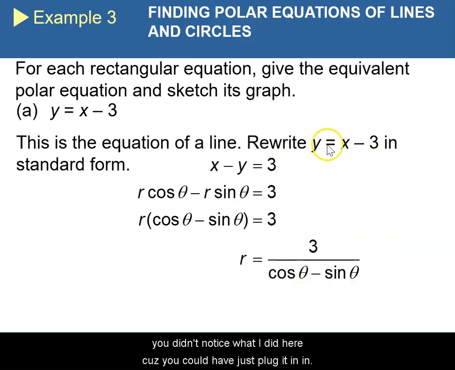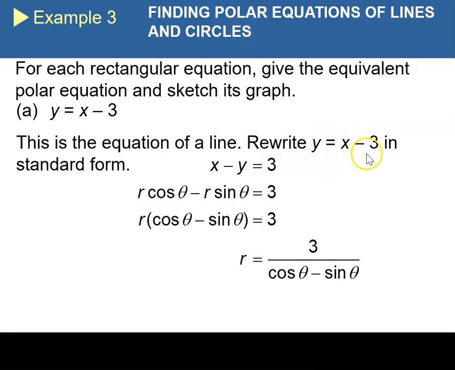If you didn't notice, what I did here is you could have just plugged it in position where it was, right? r sine theta equals r cosine theta minus 3, that's fine, but they chose to rewrite it a little bit, basically getting all your variables on one side. That just made it easy for us to factor out the r later, because even if I wrote it on both sides of the equal sign, I would still have to move them over so I could factor out the r. So they just did it beforehand.